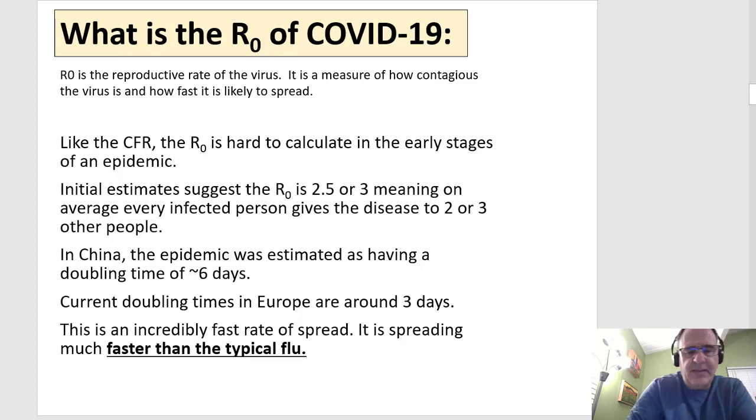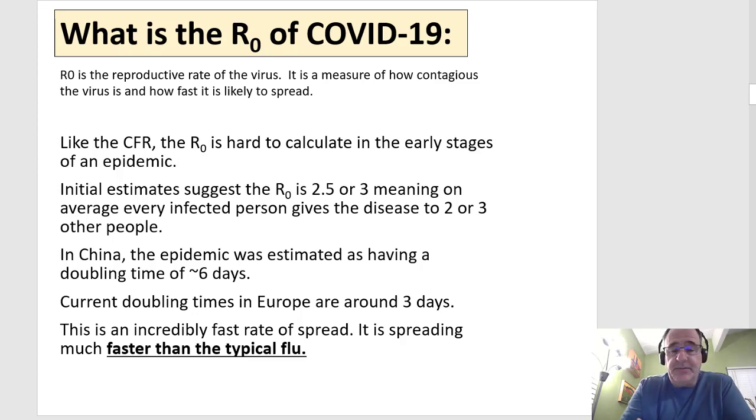At that rate, in China, the epidemic was estimated as having a doubling time of 6 days. 6 days is a very quick doubling time. It means if we have 100 people infected today, in 6 days we'll have 200. And then it'll double again 6 days later, we'll have 400. And then 6 days later, we'll have 800, and it'll keep doubling.